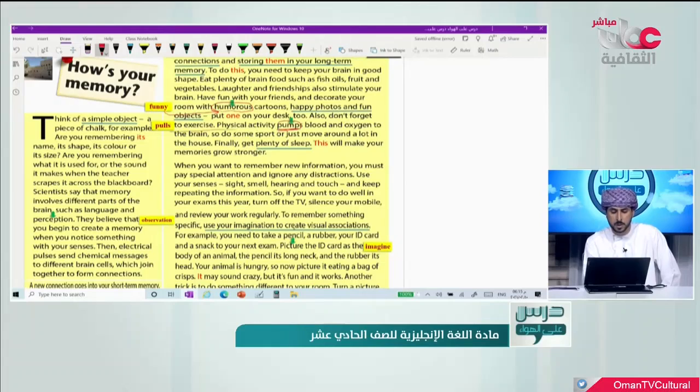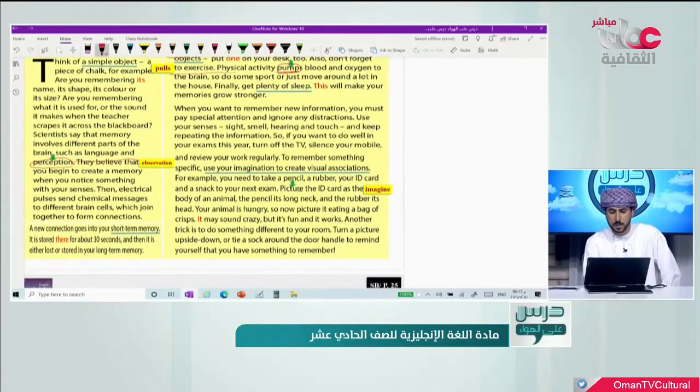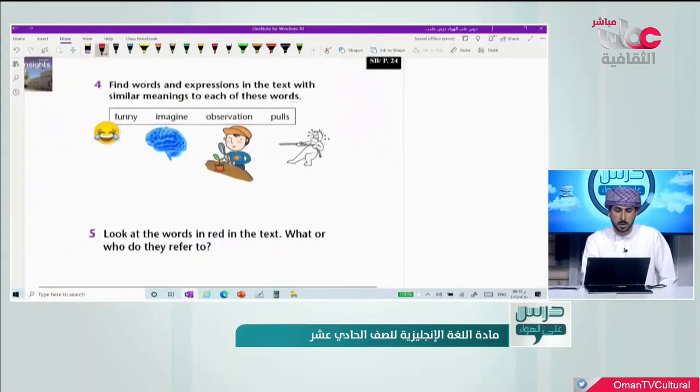Observation, perception. This is the one here. And imagine, and this is picture. And by the way, imagine is a verb, and picture here is a verb. It's not a noun. Picture the ID card as the body of an animal or something like this. So picture here is a verb. So sometimes the same word has different meanings if it has different parts of speech. Okay, so this is regarding number 4.